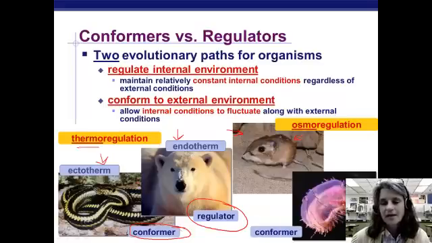Okay? This jellyfish, however, is a conformer. In the water, he's great. You pull him out, he's going to dry out.